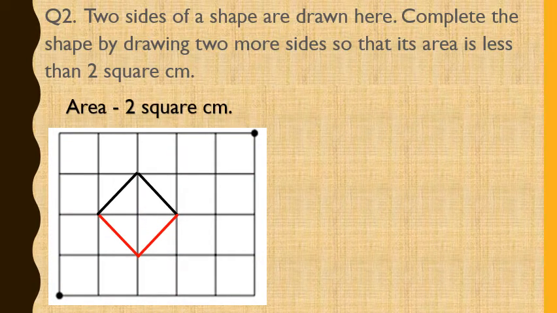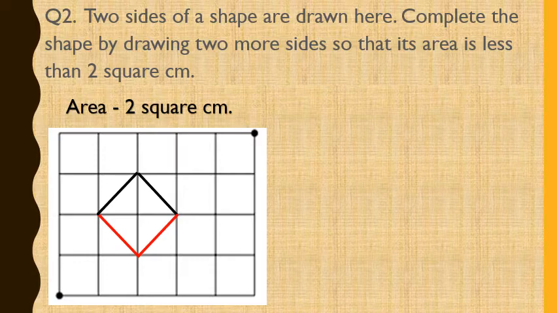In the given figure, two sides of a shape are drawn. Complete the shape by drawing two more sides so that its area is less than 2 square centimeter. The lines in black are already given, while the lines in red are drawn by us.